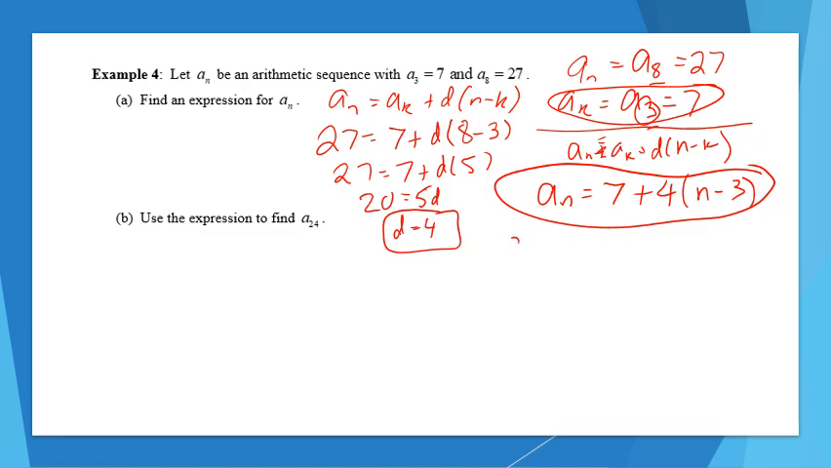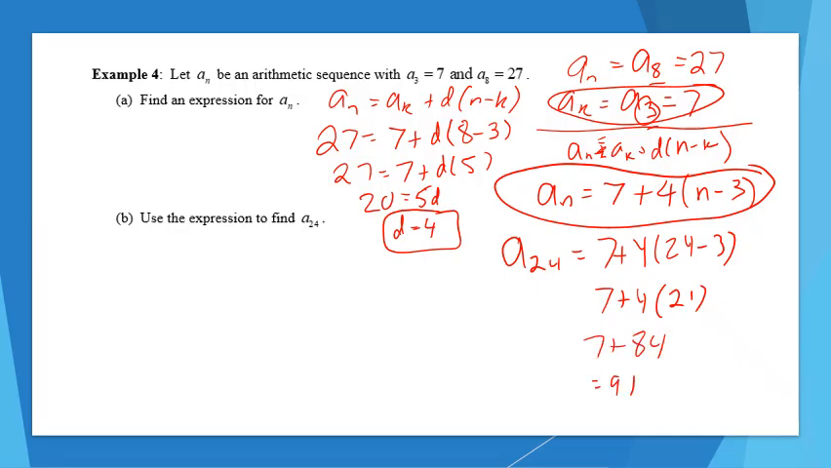And now we want to use this to find a of 24. This is going to be 7 plus 4 times 24 minus 3. 7 plus 4 times 21. 7 plus 84, which should be 91. So that should be our answer for example number 4.